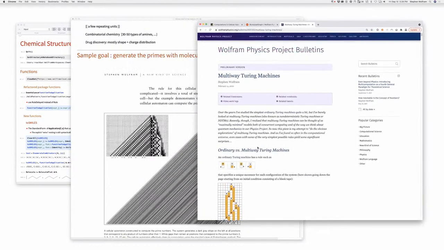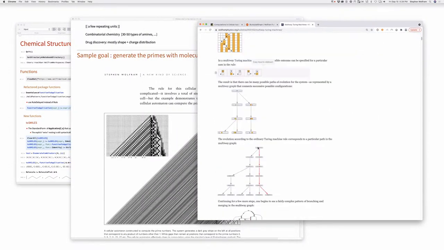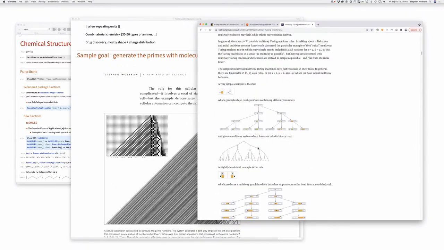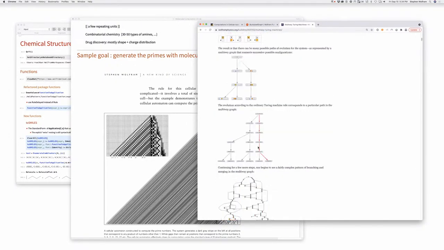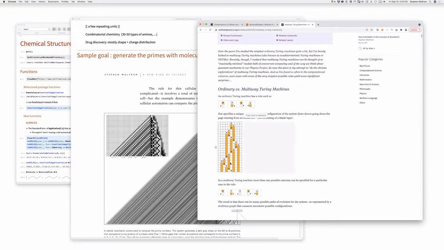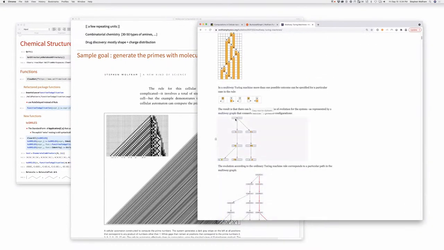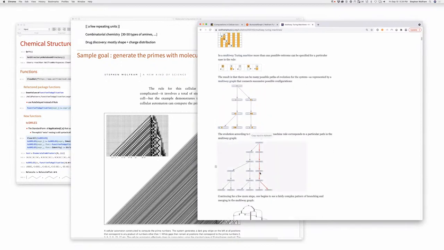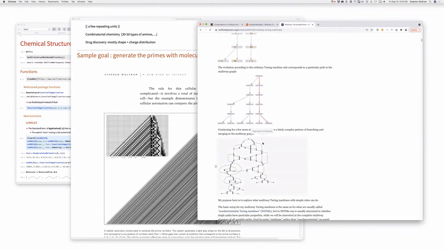Multi-way Turing machines. This is an ordinary Turing machine just doing its thing. It has a definite evolution. This is a multi-way Turing machine that can have multiple branches of its evolution. So the actual deterministic Turing machine goes down one particular branch. This is kind of like our reaction network, if that makes sense. These are multiple branches that it can go down.